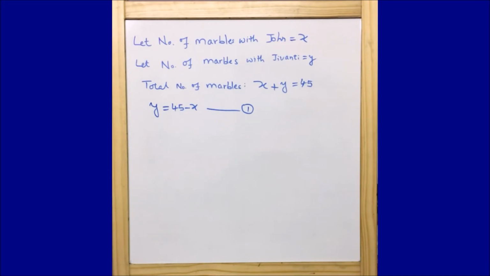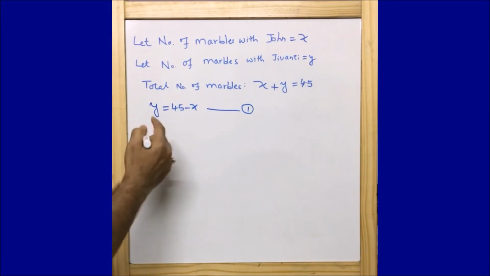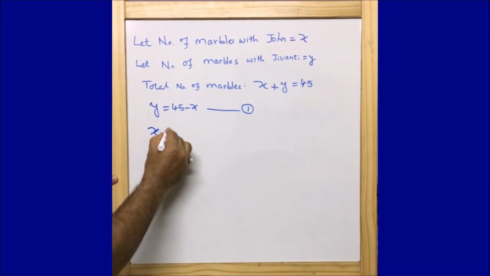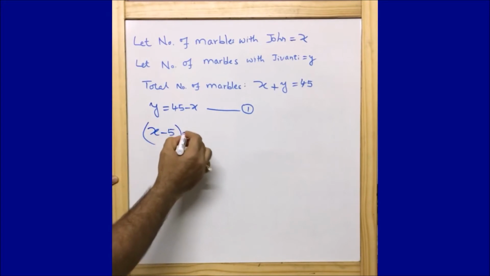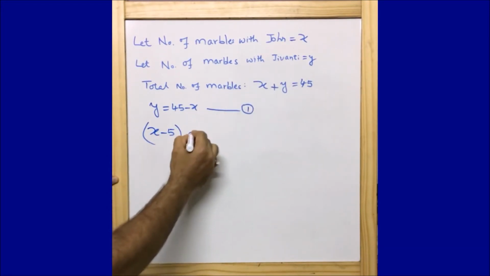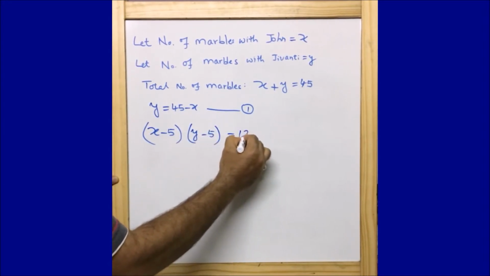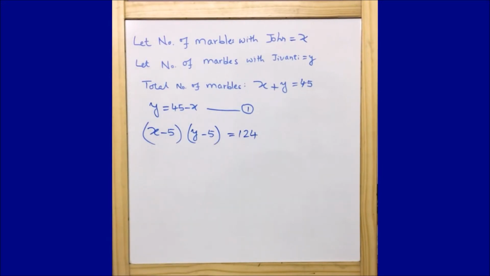Now the second part of the question says that both of them lost 5 marbles each, and after losing these 5 marbles, the product of the number of marbles they now have is 124. So what I can write here is X minus 5, because John lost 5 marbles, and similarly Y minus 5 for Jivanti, who lost 5 marbles, and the product of these two is 124 as per the question. Our main objective is to find out how many marbles they had to start with.